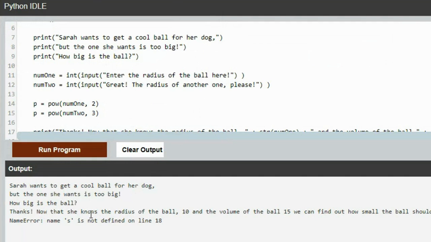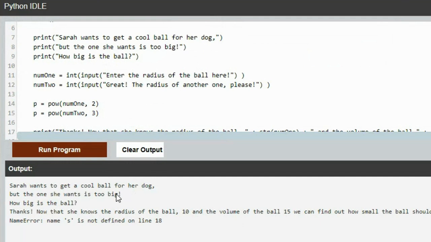It says, now we know the radius of the ball, 10, and the volume of the ball. Oh, wait, we were supposed to enter the volume on the second one? That's something we have to calculate. I'd have to calculate the volume. We can find out how small the ball should be. Volume is supposed to be one of the things we're calculating, so I don't know how they would have to enter the volume.